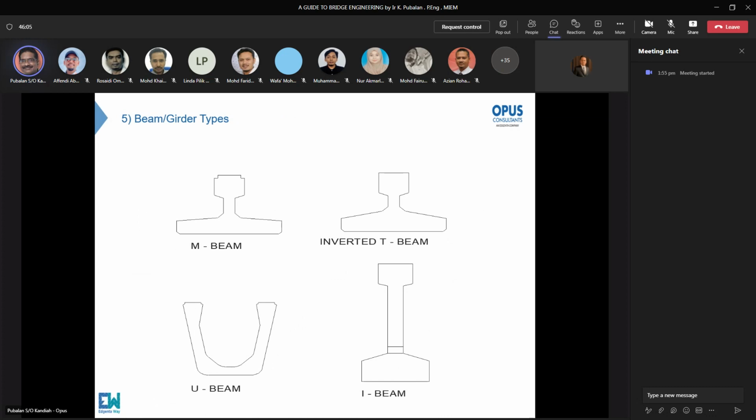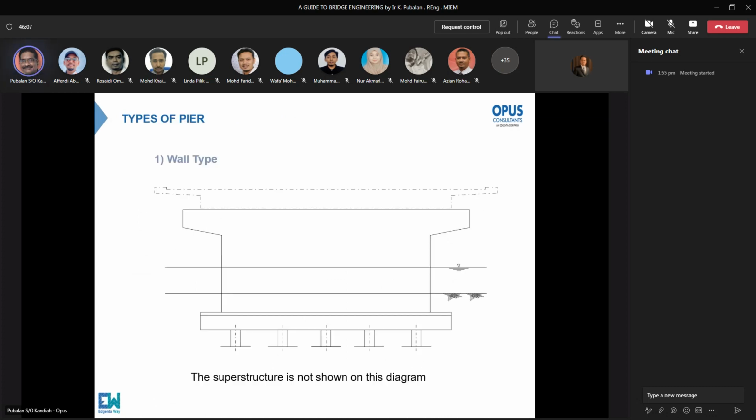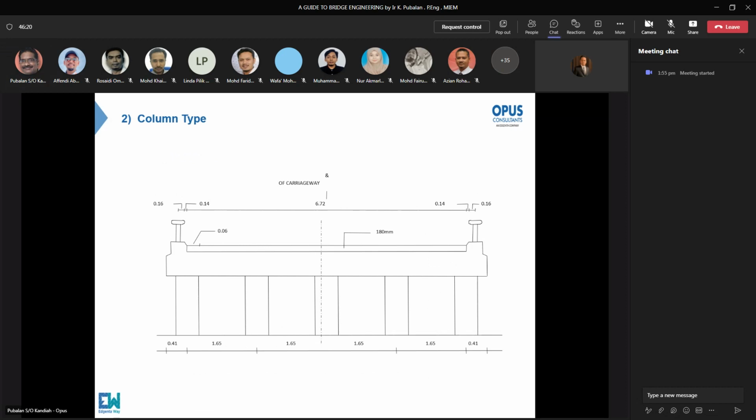Again, we show the beams. In the superstructure, you have different kinds of piers. This is the wall type of pier. You also have other types like hammer type and so on. This is a column type of pier. Penang Bridge has got this column type.